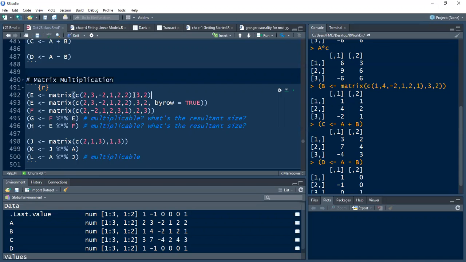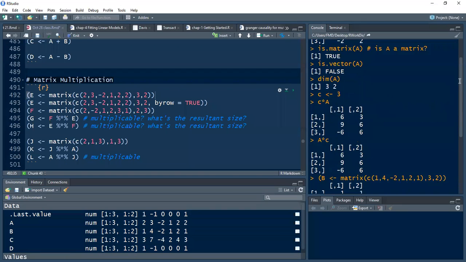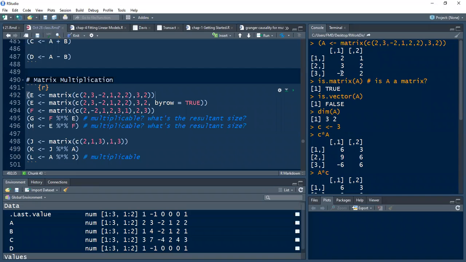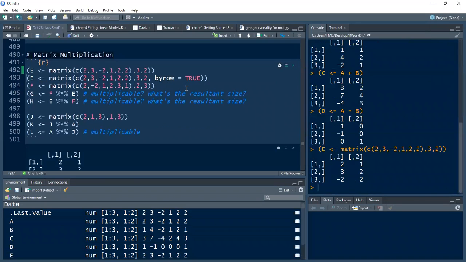All right, so first let's create matrix E: 2, 3, negative 2, 1, 2, 2. We expect this matrix to be going down because it's filled by column. I think this is the same as matrix A. Yeah, it's the same as matrix A. So if I generate this, Control Enter, we now have matrix E: 2, 3, negative 2, 1, 2, 2.